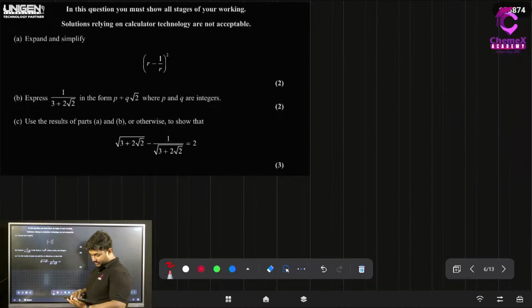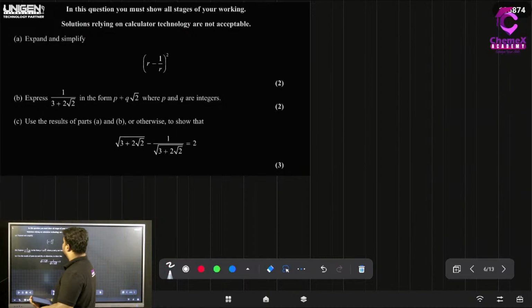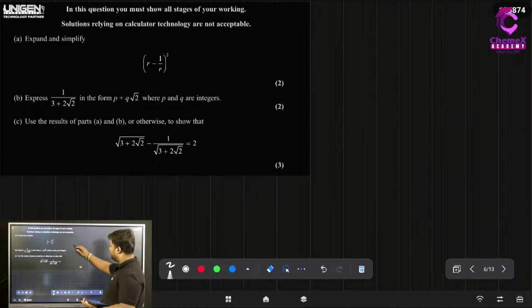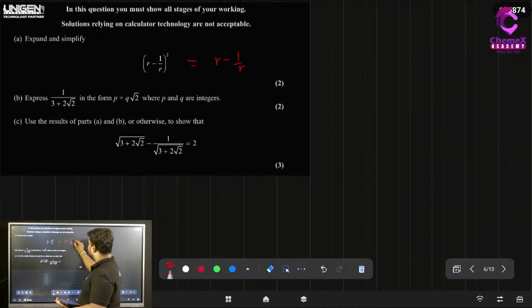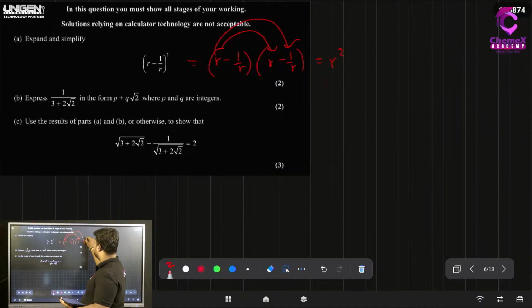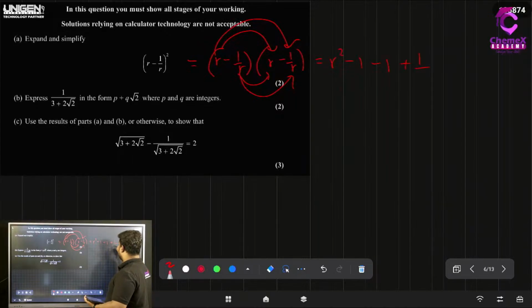Sixth one. Alright. So expand and simplify. Easy. How do you do it? Just write 2. If you want, you can write 2 brackets and then expand. R squared, this into this, minus 1, this into this, minus 1, this into this, plus 1 over r squared. So r squared minus 2 plus 1 over r squared.